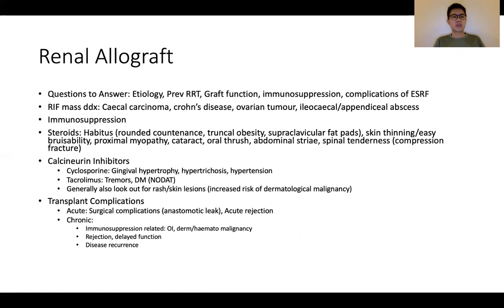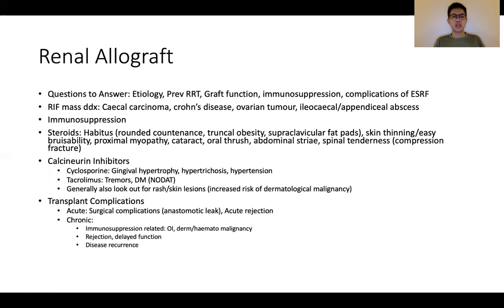And immunosuppression-wise, there are steroids, calcineurin inhibitors, and these are the relevant complications. Of note, for cyclosporine, you can look at gingival hypertrophy, hypertrichosis, and tacrolimus. They can get tremors. It's also important to offer a skin surveillance exam to look for any skin lesions because these patients are at risk for dermatological malignancies.